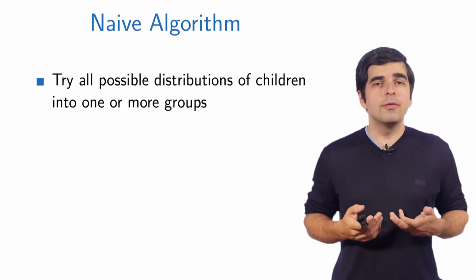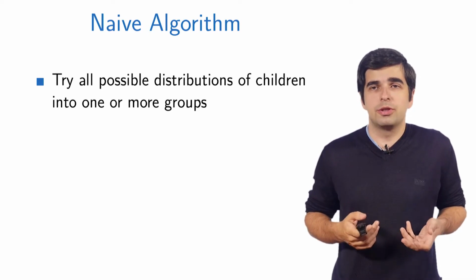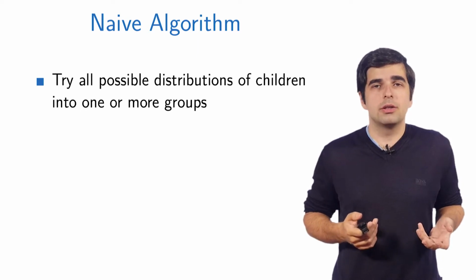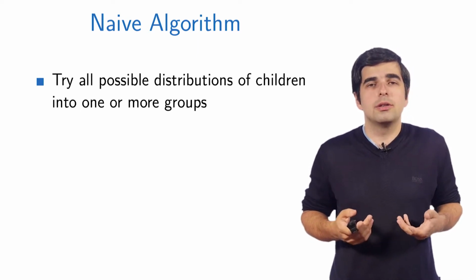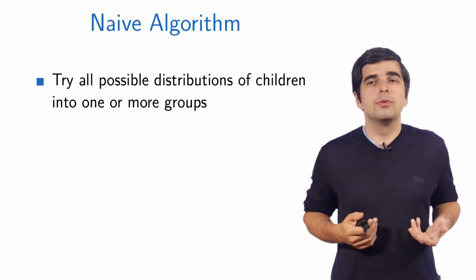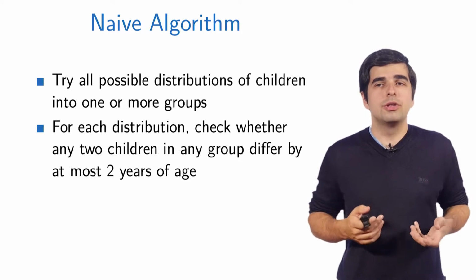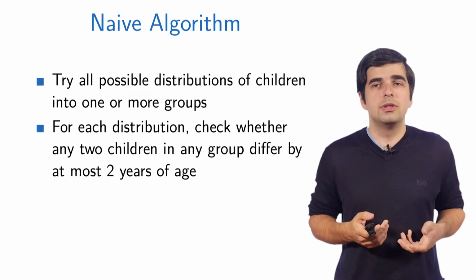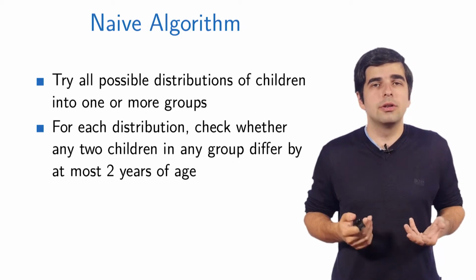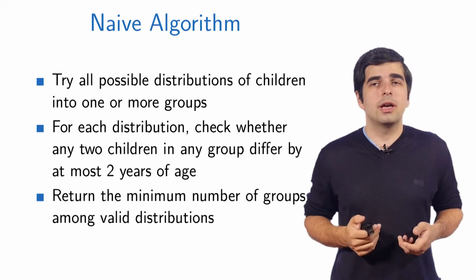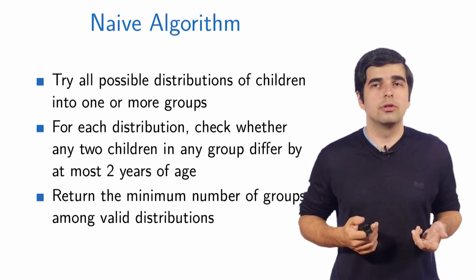And we could try to solve this problem with a naive algorithm. So just try all possible distributions of children into one or more groups and see which one is valid and which one is also with the minimum possible number of groups. So just for each distribution, check whether any two children in any of the groups differ by at most 2 years of age, and if that's true, then consider this distribution valid and then return the minimum number of groups among all the valid distributions in the groups.